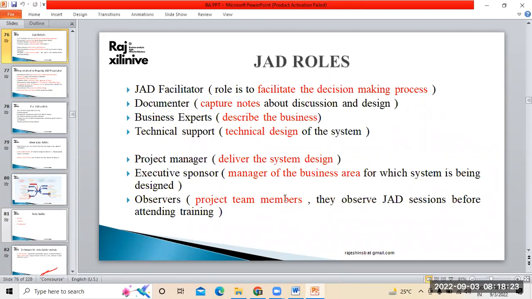Normally, this will be handled by the business analyst itself. The person who acts as the BA will act as the JAD facilitator. This is point number one. Point number two, the documenter. The documenter is the person who captures the notes about the discussions and designs. That's what the role of a documenter stands for.